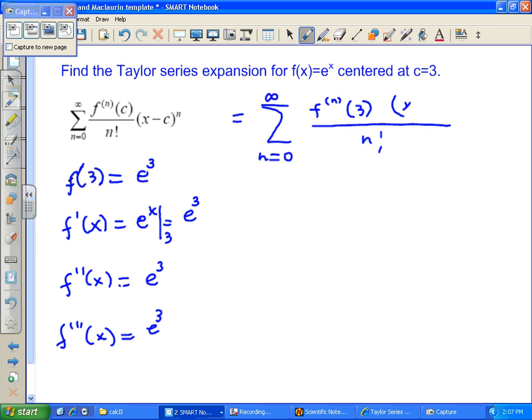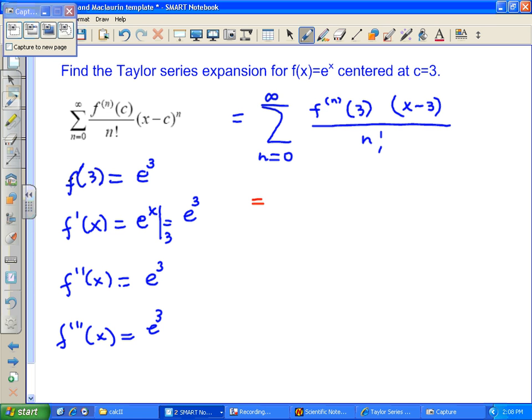x minus 3 divided by n factorial. But usually I'll ask you to write this out for the first few terms. So let's write out the first few terms here. If n is 0, what would we get? 0 factorial is 1. The 0th derivative means the function itself at the point 3.